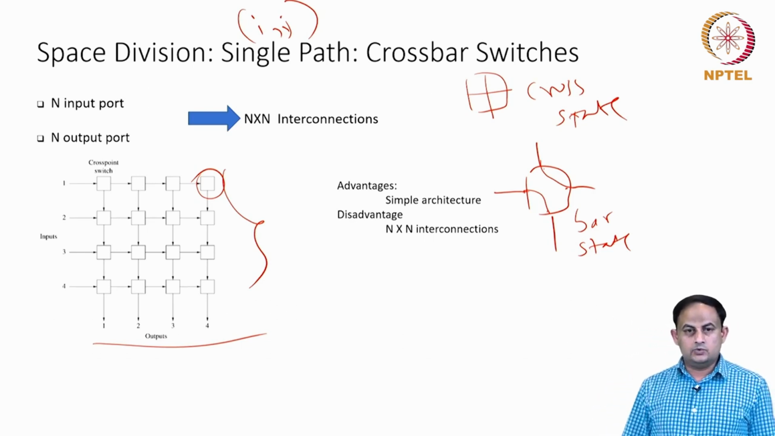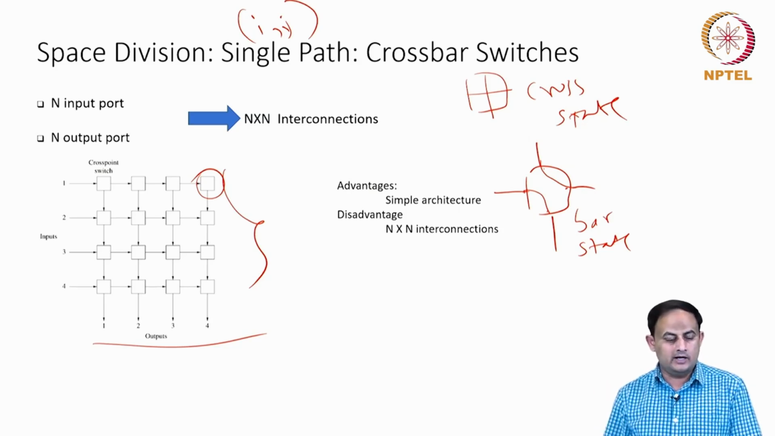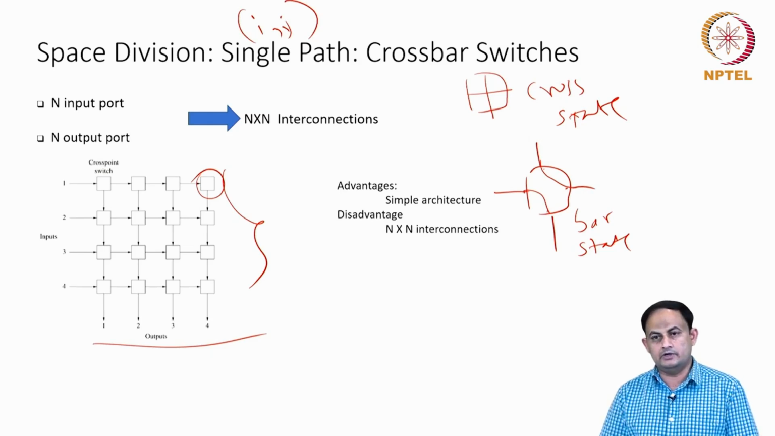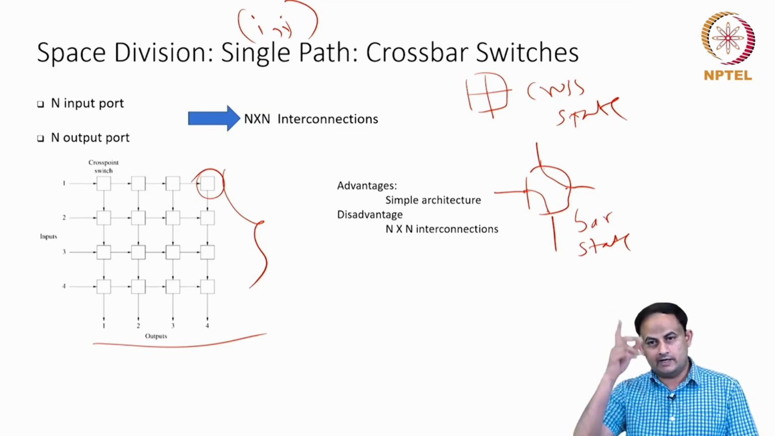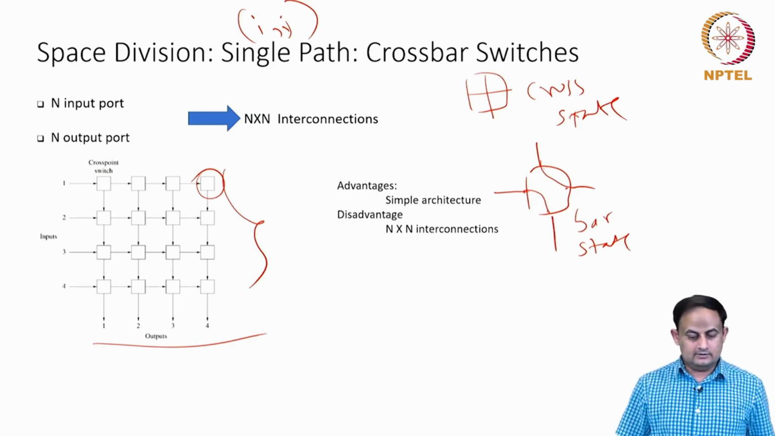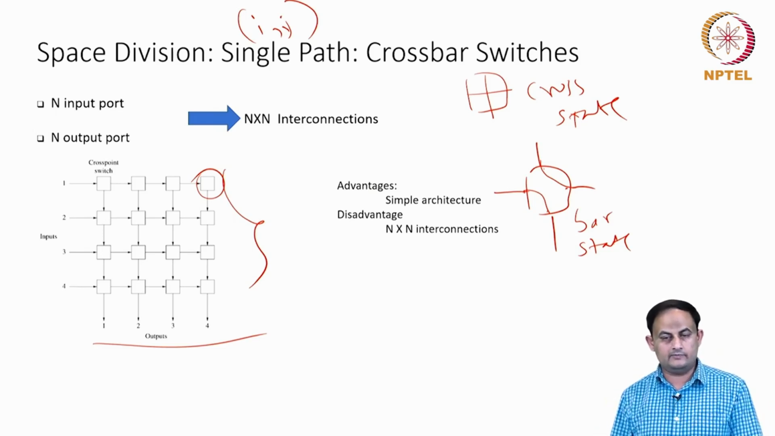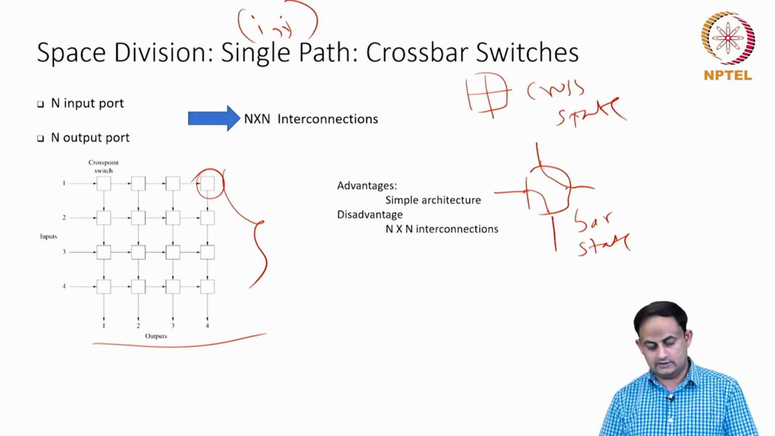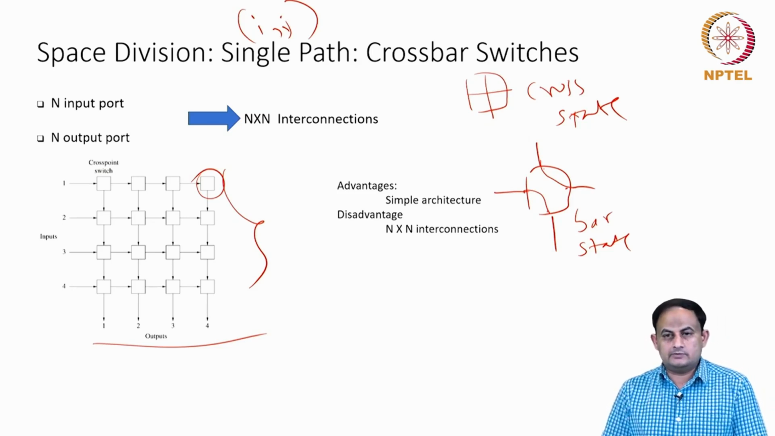One issue with this kind of design is that the number of interconnection points you require inside the switch fabric will grow quadratically. Here you have 4 input ports and 4 output ports, so you require 16 such interconnection points inside the switch fabric, and if you increase the number of input and output ports, maybe instead of 4 you make it 5 and 5, then you require 25 such interconnection points. One advantage of such a crossbar switch is that there is no internal blocking happening here.